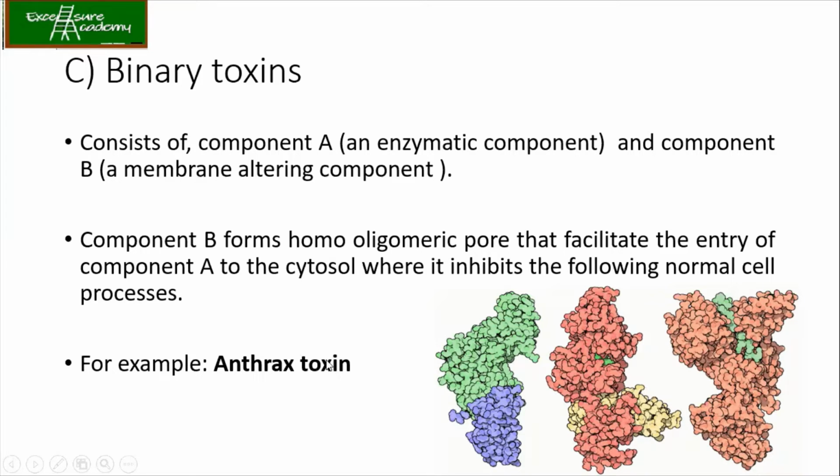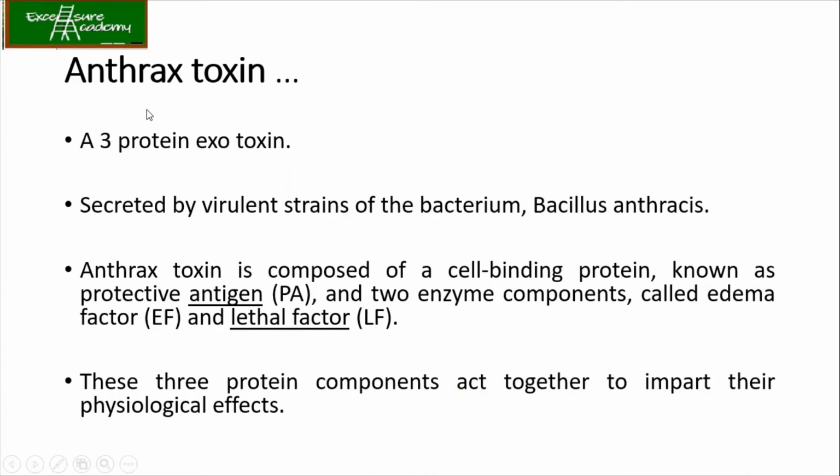तो अभी क्या कर रहे हैं यहाँ पे, दो component हो गए. A क्या करते हैं, B आपको help करेगा membrane के अंदर जाने में. किसको, A को, so that this enzymatic component of the toxin is gonna stop the normal cell process. ठीक है. Now this anthrax toxin, this is really very interesting and important. Okay, so anthrax toxin, it is also known as the exotoxin. It is secreted by virulent strains of the bacterium called Bacillus anthracis.